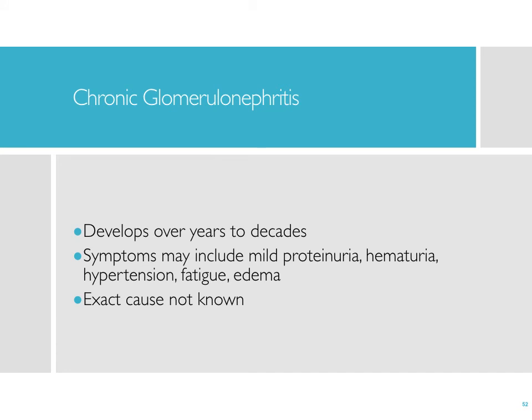With chronic glomerulonephritis, it tends to develop over years to decades, and the symptoms may include mild proteinuria, hematuria, hypertension, fatigue, and edema. They don't know exactly why people get chronic glomerulonephritis, but there is some evidence that IgA may be a component that's involved in that problem.